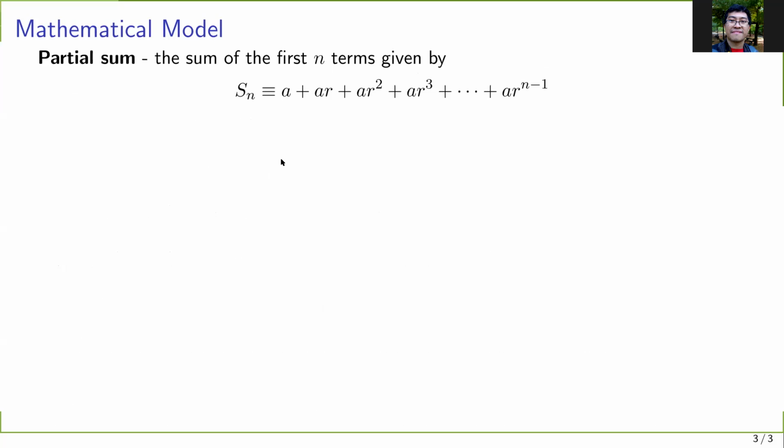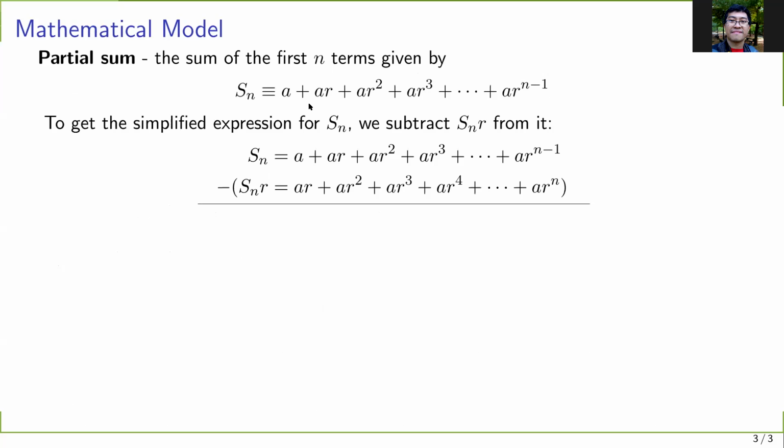Now let us define the partial sum. The sum of the first n terms of a series, or a progression, we call the partial sum, given by this expression Sn, defined as a plus ar plus ar squared plus ar cubed plus ar to the n minus 1, where ar to the n minus 1 is the nth term.